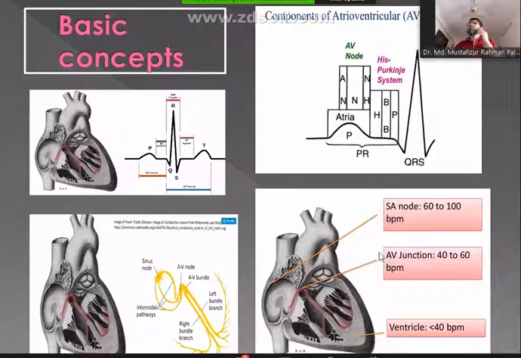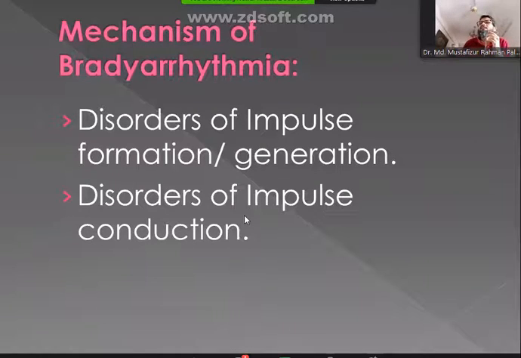I told you earlier that impulses originate from different parts of the conductive system. The SA node can originate impulses at the rate of 60 to 100 beats per minute, the AV node at 40 to 60, and the ventricle at less than 40 beats per minute. The mechanism of bradyarrhythmia is two things: one is impulse formation or generation, and the other is impulse conduction.